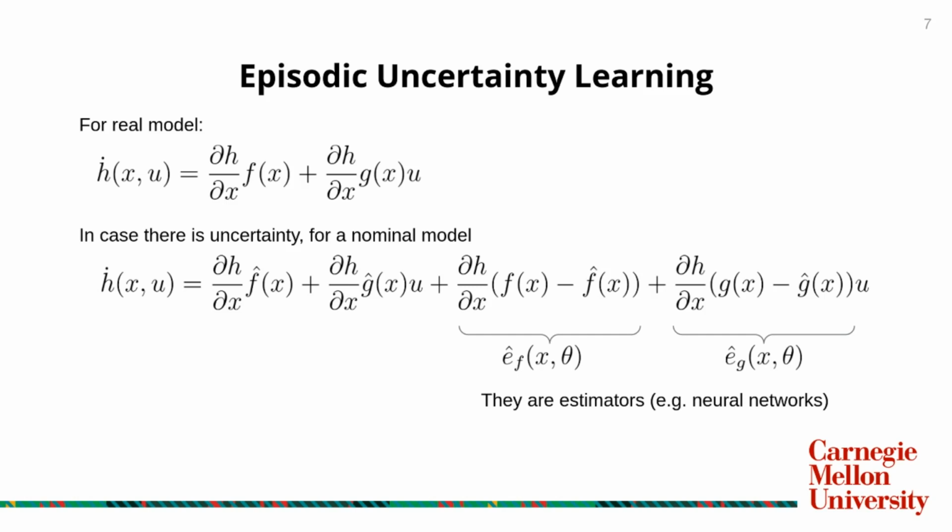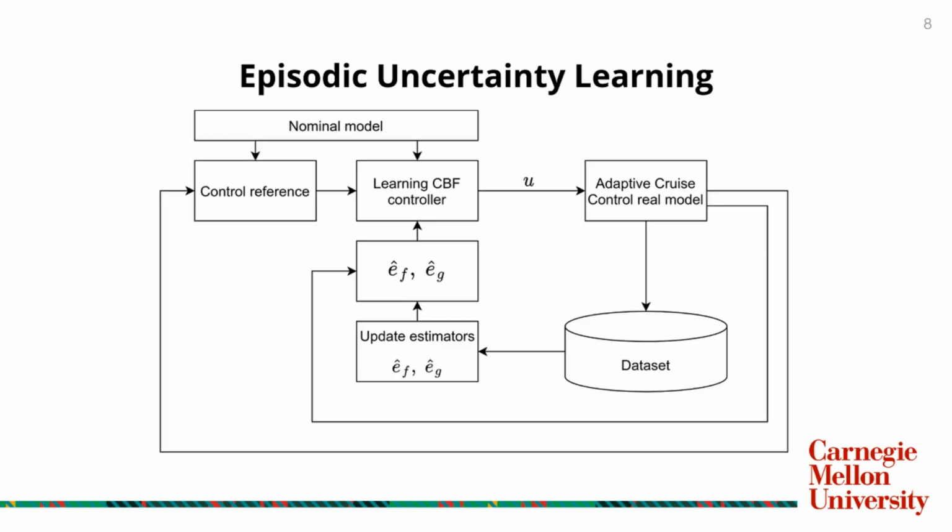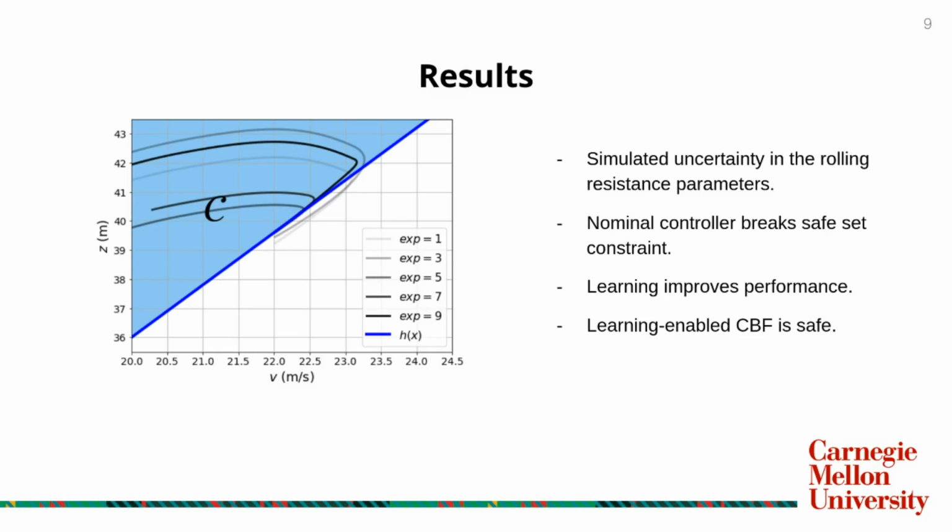to try neural networks. So the strategy that we follow is that there is a nominal model that feeds a control reference into a learning CBF controller that goes directly to the adaptive cruise control model, and from this trial or experience we collect data. This data updates the estimators such that they improve the learning CBF controller. As a result, we simulated this ACC model, considering that the uncertainty is in the rolling resistance parameters.